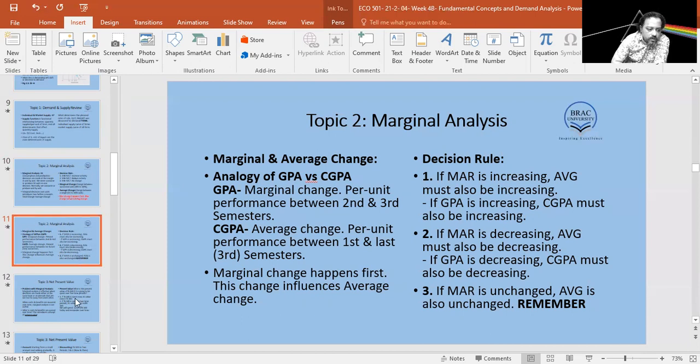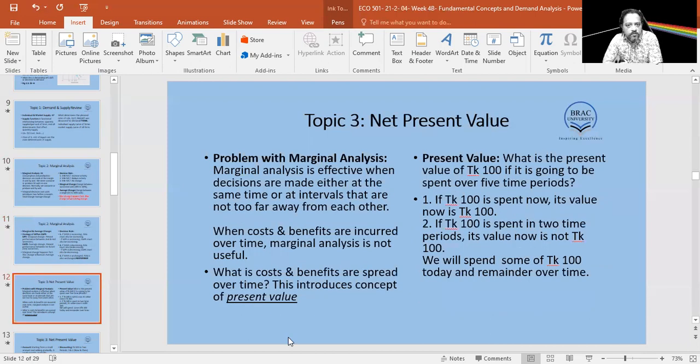We introduce a different analysis, which is called net present value. That means how much is 100 taka worth to me right now? If I am going to spend it in one time period, then 100 taka is worth 100 taka to me. If, however, this 100 taka is the money that I'm going to spend over 4 years on an undergrad program, then 100 taka to me today is worth 25 taka.